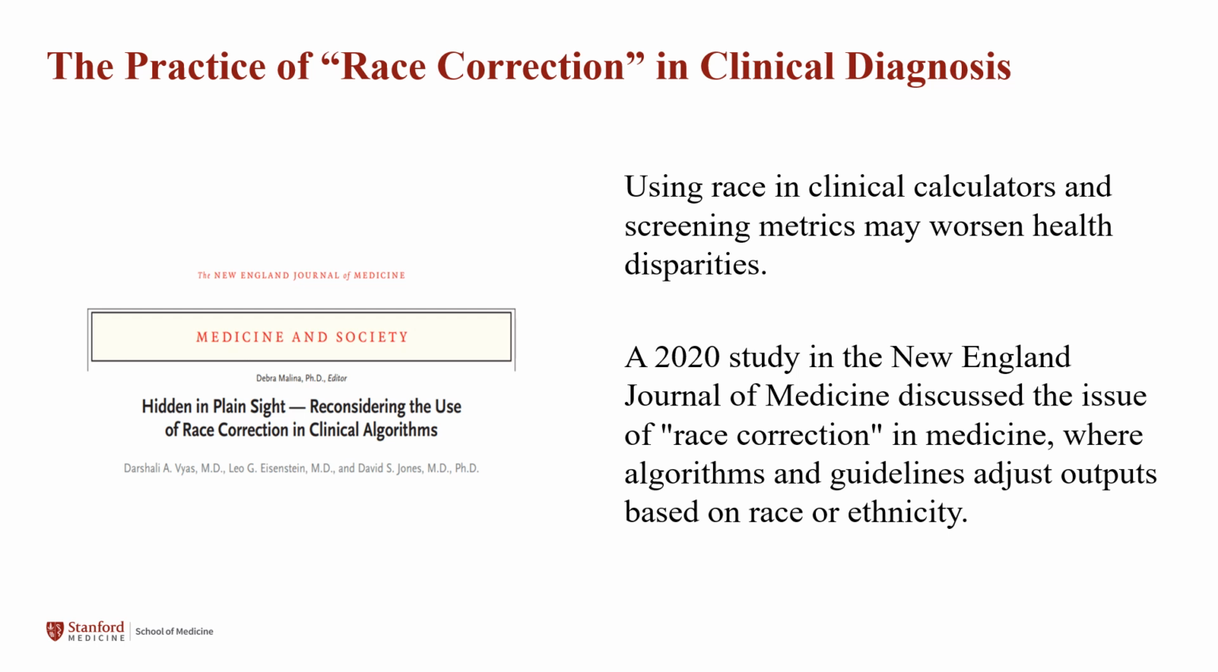Using race in clinical calculators and screening metrics may worsen health disparities, as reported in the study Hidden in Plain Sight: Reconsidering the Use of Race Correction in Clinical Algorithms. The study was published in the New England Journal of Medicine, on the issue of race correction. Race correction may lead to more attention and resources being given to white patients over minorities, contributing to health disparities. The authors of the study urged reconsideration of the use of race correction in clinical algorithms and provided examples of equity concerns.